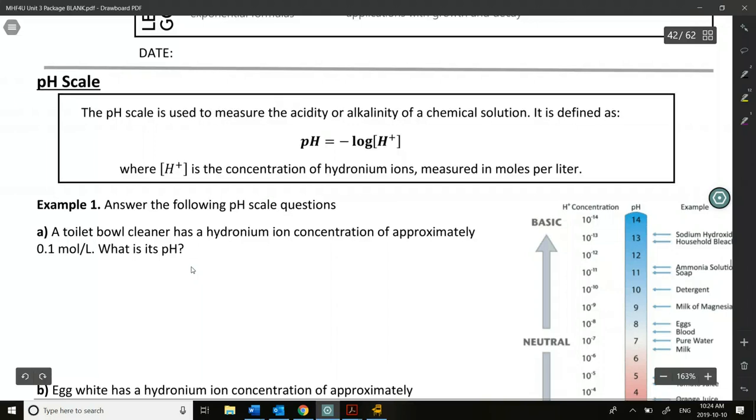As many of you guys know, if you've taken chemistry or if you're currently taking chemistry, the pH scale is how we measure acidity or alkalinity of a chemical solution. So this is a formula that we use to measure this. And we know the acidity or alkalinity of a solution is based on the concentration of hydronium ions in that solution. So for those of you who haven't taken chemistry, basically the hydronium ion concentration is what's going to determine how acidic or basic a solution is.